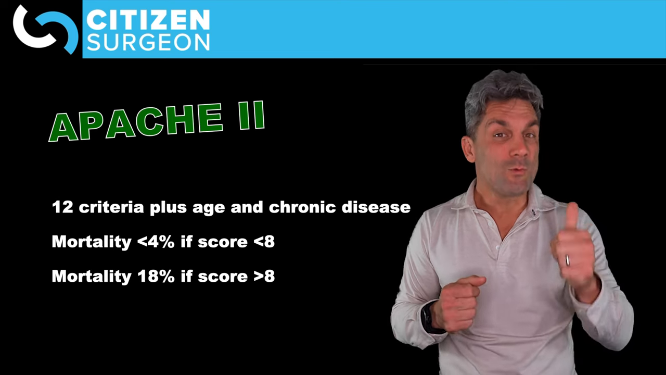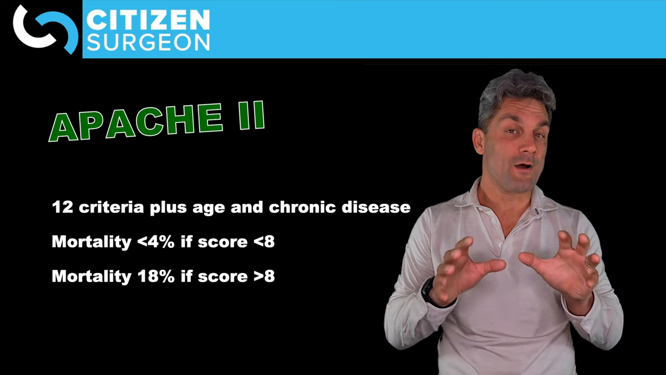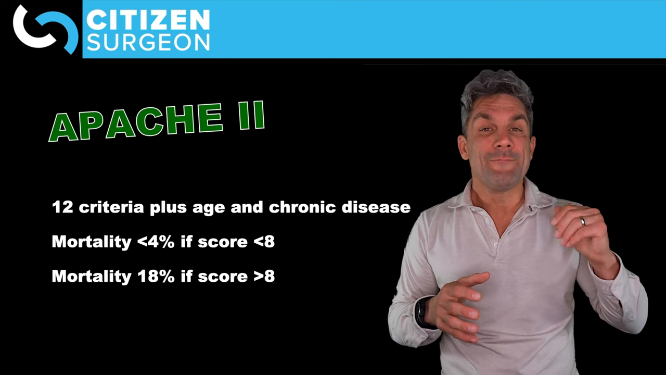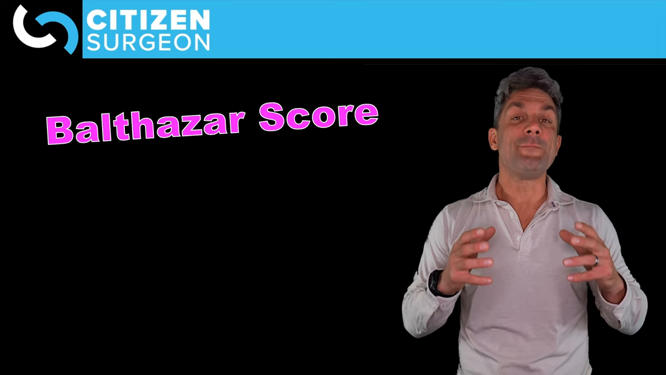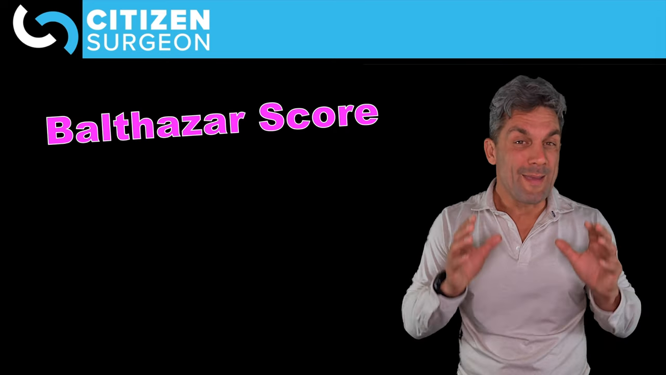Okay, so we've done the Ranson score. All right. Do you remember all of those? You got it? We've done the APACHE II score. Now, what is next? So now let's move on to the Balthazar score. Okay. Now, maybe saying that wrong.